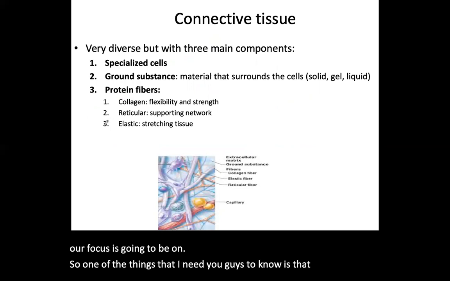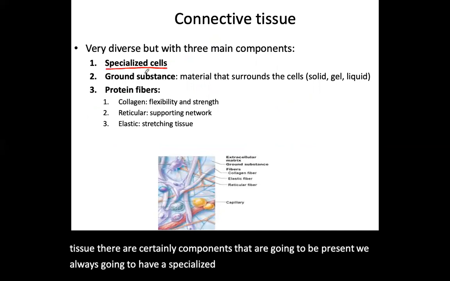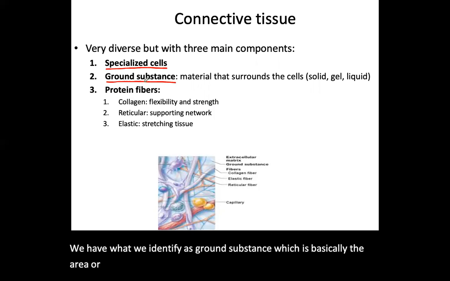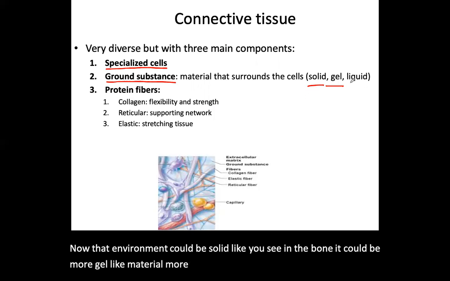One of the things that I need you to know is that in connective tissue, there are certain components that are going to be present. You're always going to have specialized cells present. There are, of course, exceptions. We have what we identify as ground substance, which is basically the environment the cells are placed inside. That environment could be solid, like you see in the bone. It could be a more gel-like material, more like cartilage, or it could be liquid, like what you see in blood.